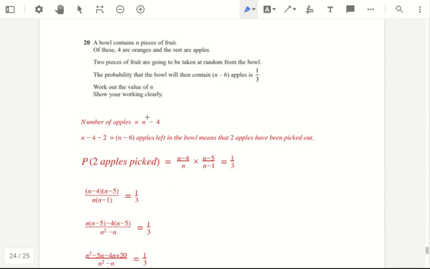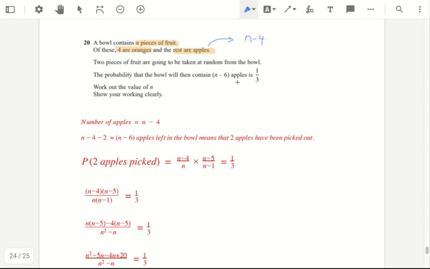Right. The next one, question 20. This is a question on probability. We're given that this bowl has n pieces of fruit. 4 of them are oranges, then the rest are apples. So immediately you must see that the number of apples is n minus 4, because there are 4 oranges, so the rest are apples. Then 2 pieces of fruit are going to be taken out at random, and do note that nothing is being replaced back.